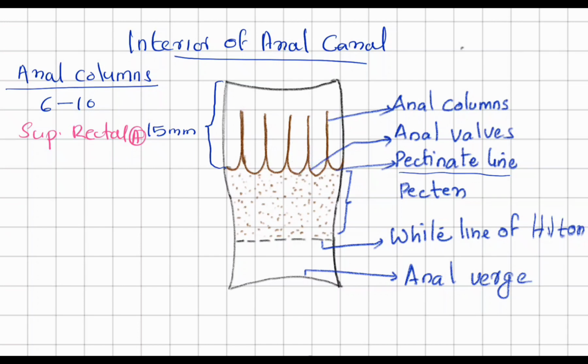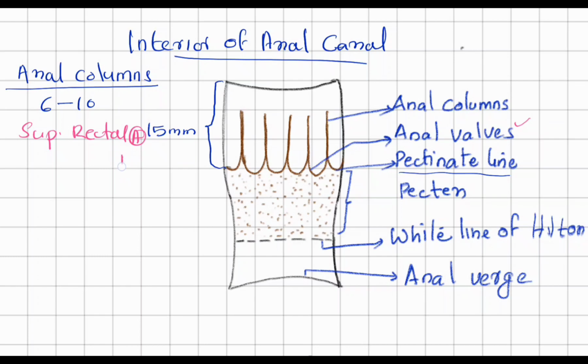Okay, and next one is the anal valves. Here we can see this is the first anal column, and this is another anal column. The lower parts of the adjacent anal columns are connected by means of crescentic mucosal folds. These crescentic mucosal folds are known as the anal valves. See, I am just drawing.